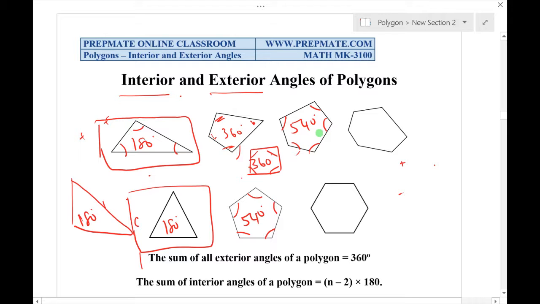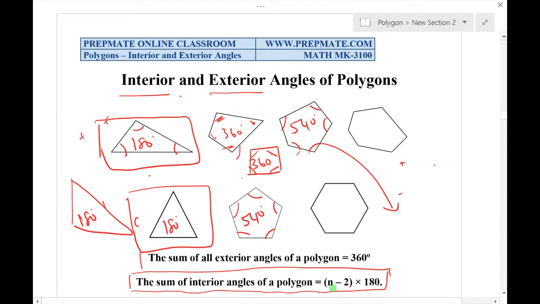So how are we going to find this out without remembering a formula? For example, we have a formula like this: the sum of the interior angles of a polygon is n minus 2 times 180. Let's take the pentagon and use the formula. N represents the number of sides, so there are 5 sides in this case. Therefore, the sum of the interior angles will be 5 minus 2 multiplied by 180. So 5 minus 2 is 3, times 180 is 540.